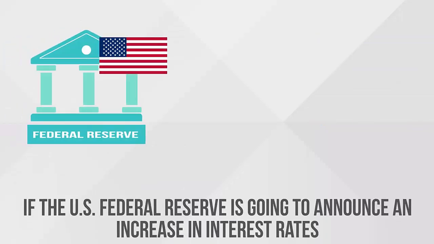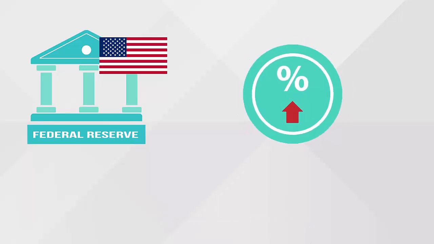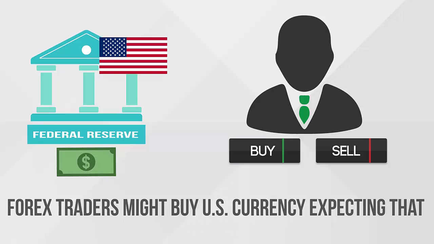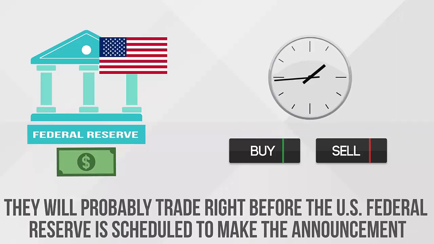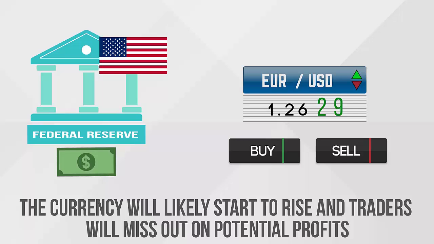For instance, if the US Federal Reserve is going to announce an increase in interest rates, Forex traders might buy US currency, expecting that it will increase in value. They will probably trade right before the US Federal Reserve is scheduled to make the announcement, because once it's made, the currency will likely start to rise and traders will miss out on potential profits.